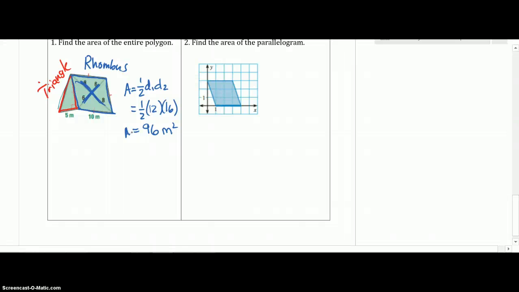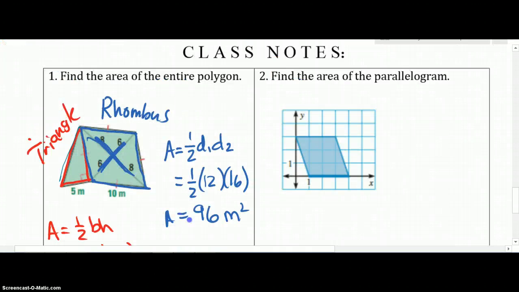So let's now find the area of the triangle. What's the formula for the area of a triangle? 1/2 base times height, or base times height divided by 2, either way. So we've got 1/2 times the base, which is 5, times the height, which is what? Remember, the base and the height always make a right angle. So we're looking for this here. What's that height? What's the height?